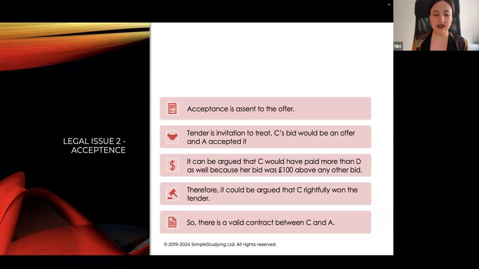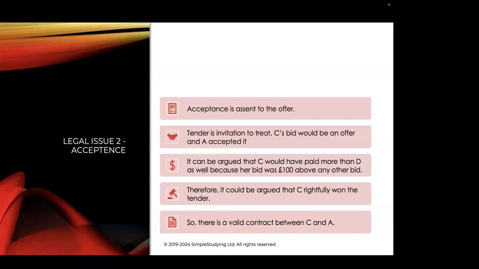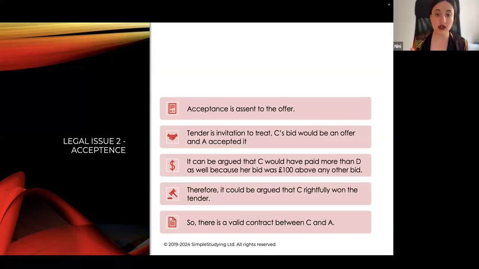So if tender was an invitation to treat, C, when she submitted the bid, would be making an offer, and A, the maker of the tender, would be accepting it.